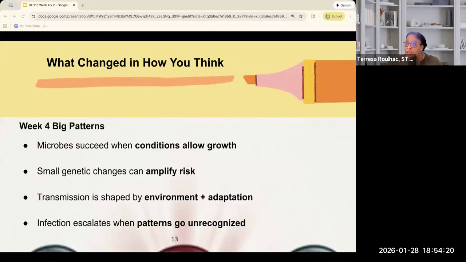No question. I do see a question. Let me scroll up. So, can you please explain what competent cells are?